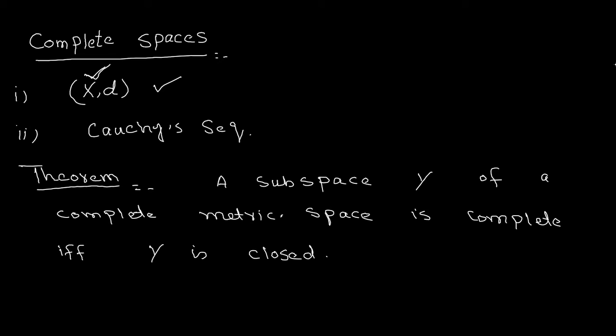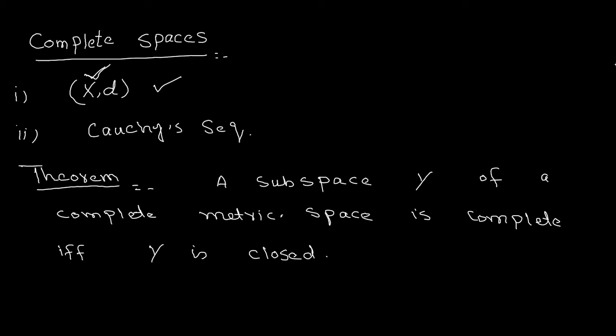So when we talk about if and only if, then the converse of this theorem exists. What is given before if and only if, and what is given after? In the first statement, Y of a complete metric space is complete, and we will prove that Y is closed. In the converse statement, we will take Y is closed, and we will prove that Y is a complete metric space.